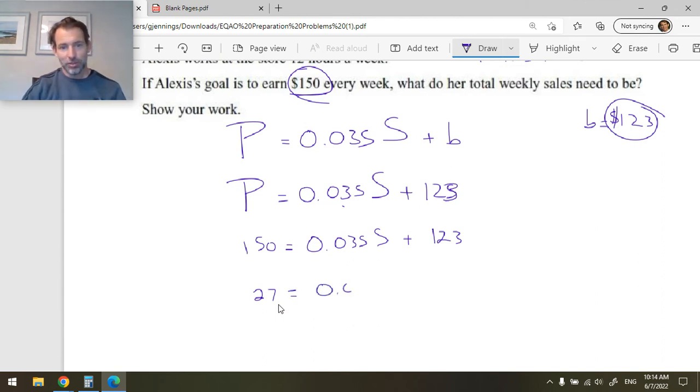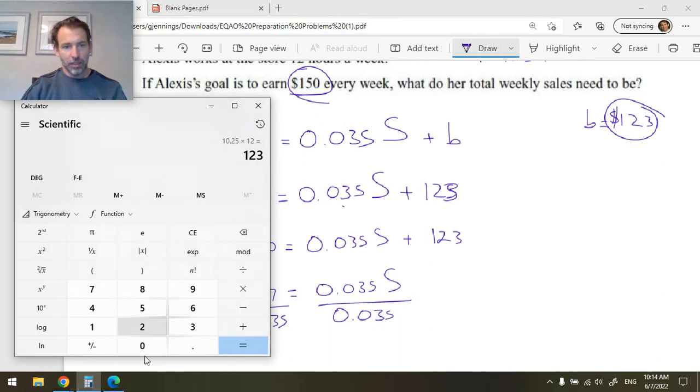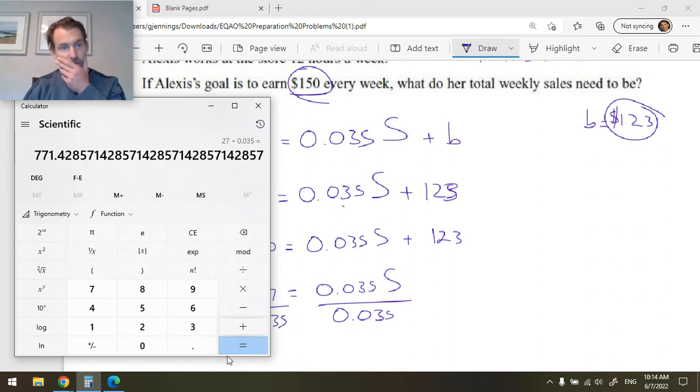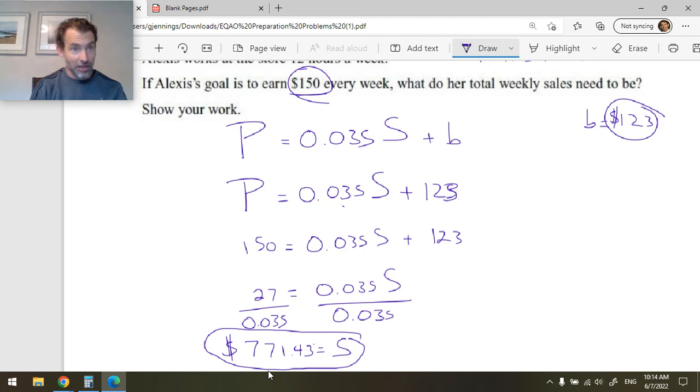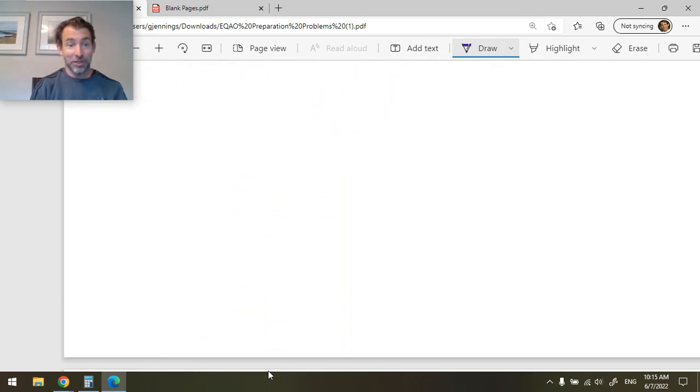27 is equal to 0.035 multiplied by sales. So now we divide both sides by 0.035. And then we multiply 27 divided by 0.035 equals about 771.43. Notice I kept 2 decimal places. That's because it's money. And I would say, therefore, she should sell $771.43 of merchandise each week to meet her income goal.